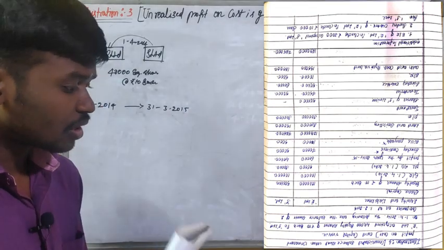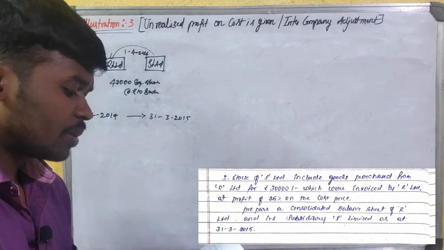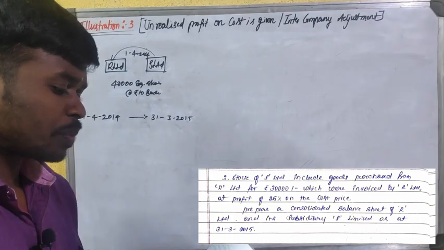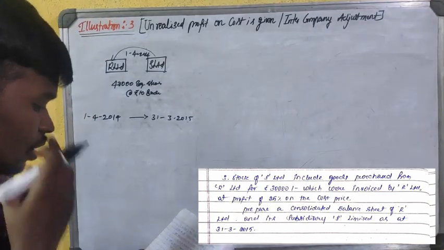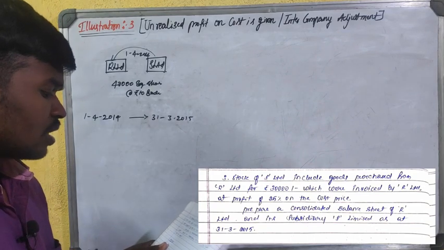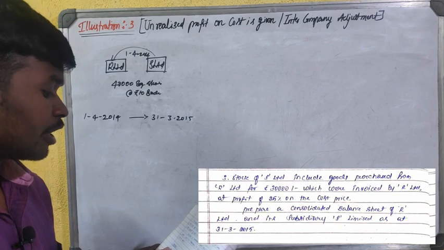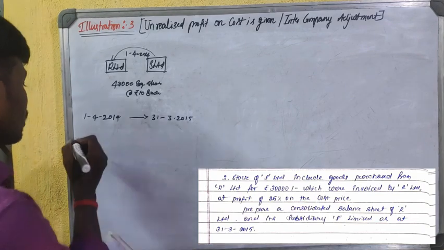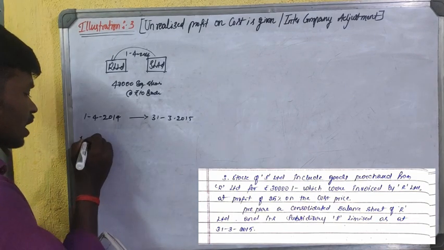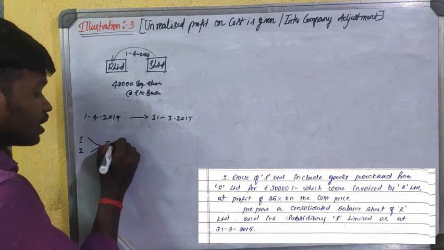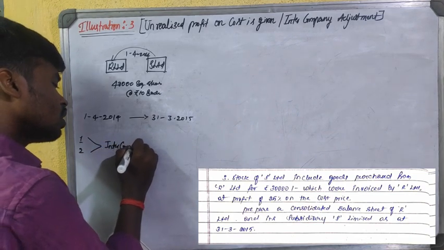Okay, see the third condition. The stock of S Limited includes goods purchased from R Limited for rupees 30,000, which were invoiced by R Limited at a profit of 25% on cost price. Okay, so the first condition and second condition both are related to intercompany transactions.